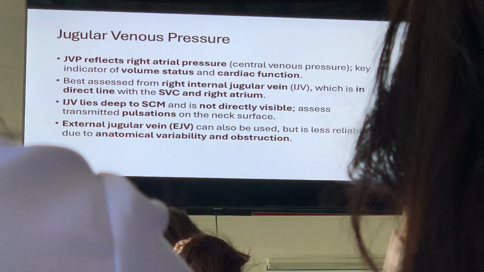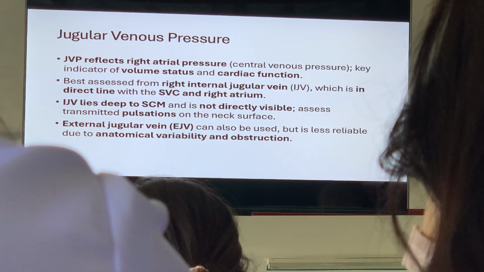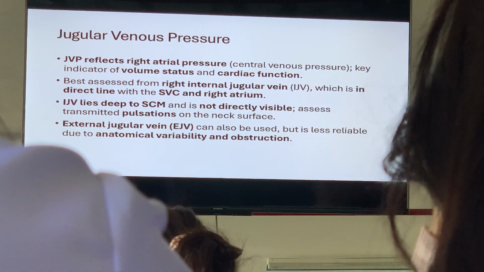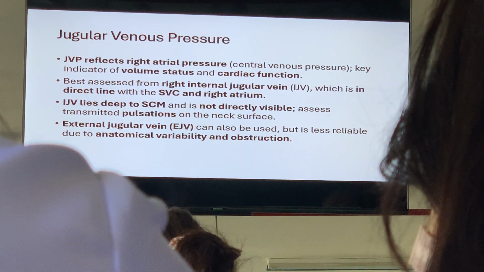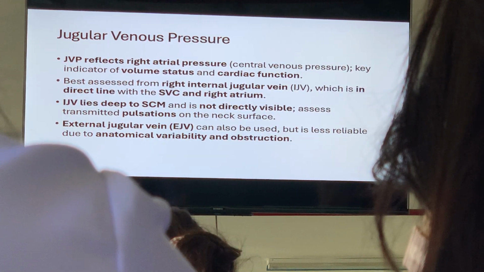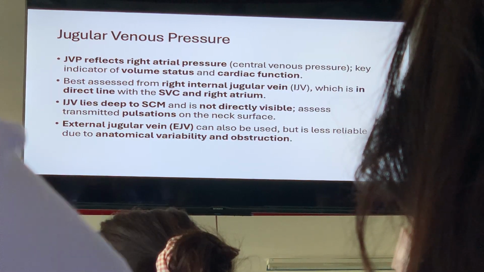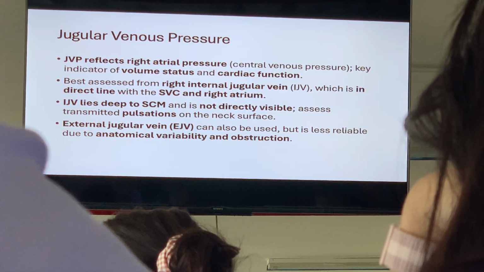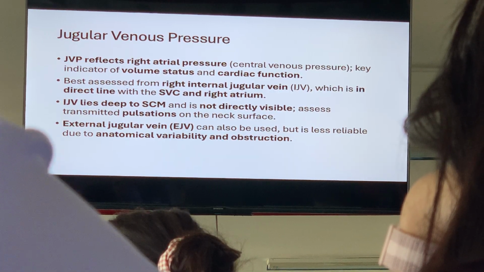Now for the jugular venous pressure, your JVP. Your jugular vein reflects the right atrial pressure or the central venous pressure. So it's a key indicator of your volume status and your cardiac function. It is best assessed from the right internal jugular vein. It's internal, not external, which is in direct line with the SVC and the right atrium. Your internal jugular vein lies deep to the sternocleidomastoid, and it is not directly visible. So you have to do certain maneuvers in order to measure the JVP.